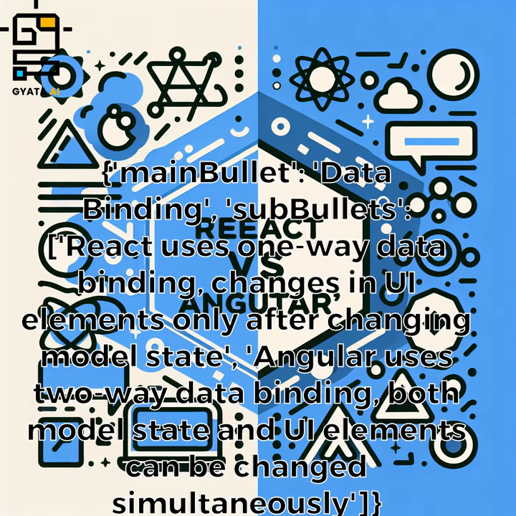Main bullet: data binding. Sub-bullets: React uses one-way data binding, so changes in UI elements happen only after changing the model state. Angular uses two-way data binding, so both the model state and UI elements can be changed simultaneously.